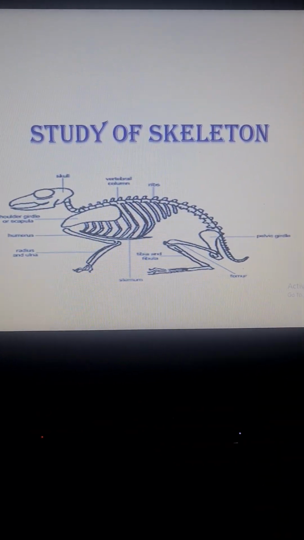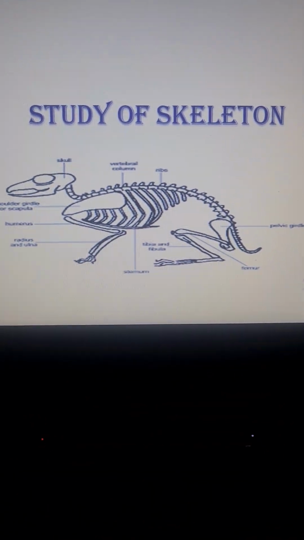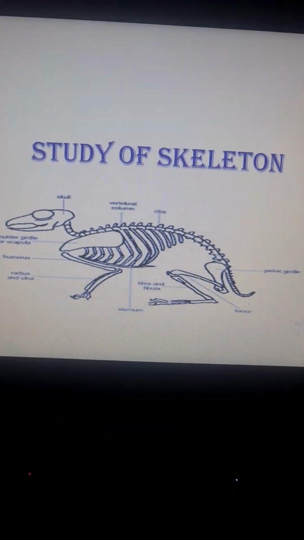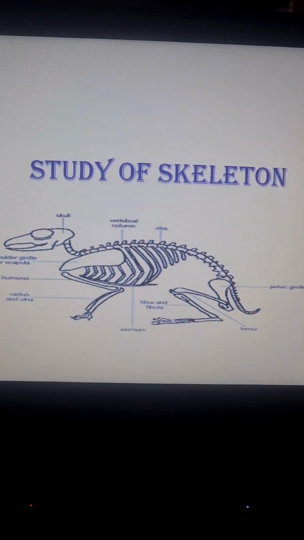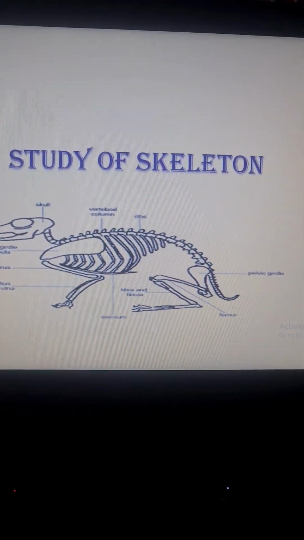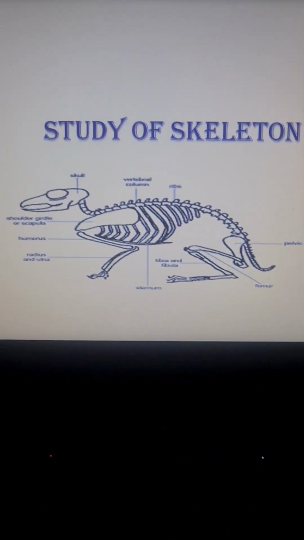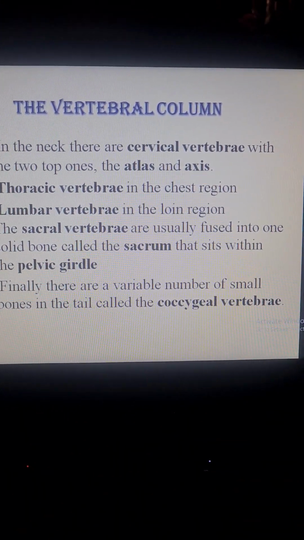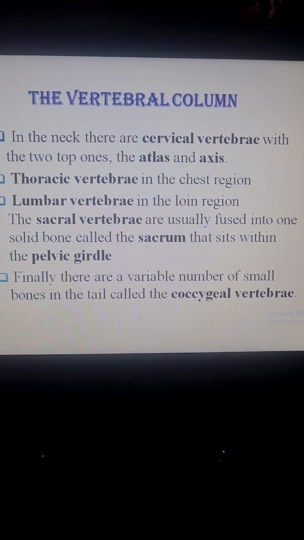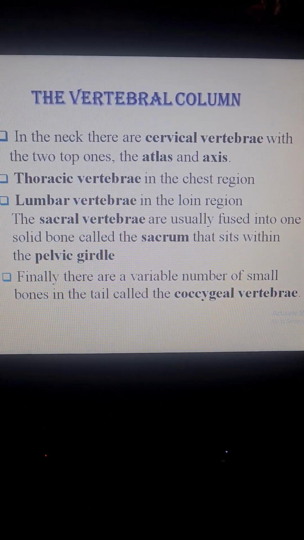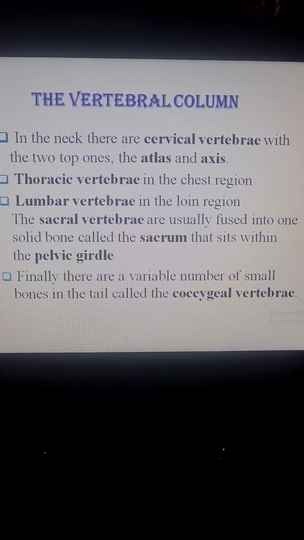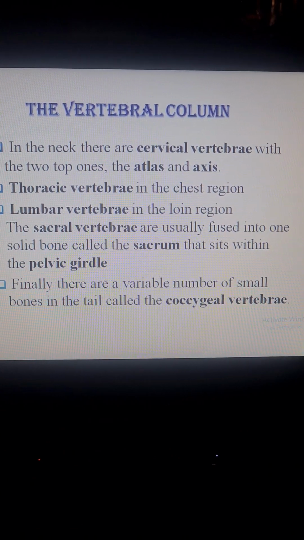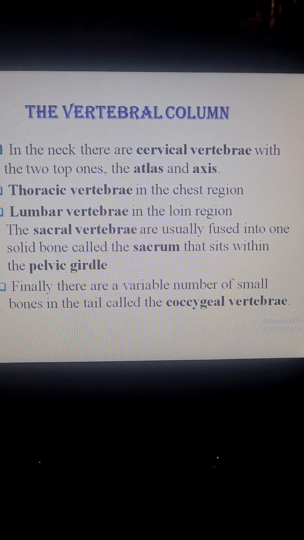So here we will discuss the skeleton of the rabbit, as we can see in the picture. The students who want to preserve the skeleton should know the parts and the names of the ribs and bones of the skeleton. Vertebral column: in the neck, there are cervical vertebrae, with the two top ones being the atlas and axis. Thoracic vertebrae are in the chest region, lumbar vertebrae in the loin region. The sacral vertebrae are usually fused into one solid bone called the sacrum that sits within the pelvic girdle.